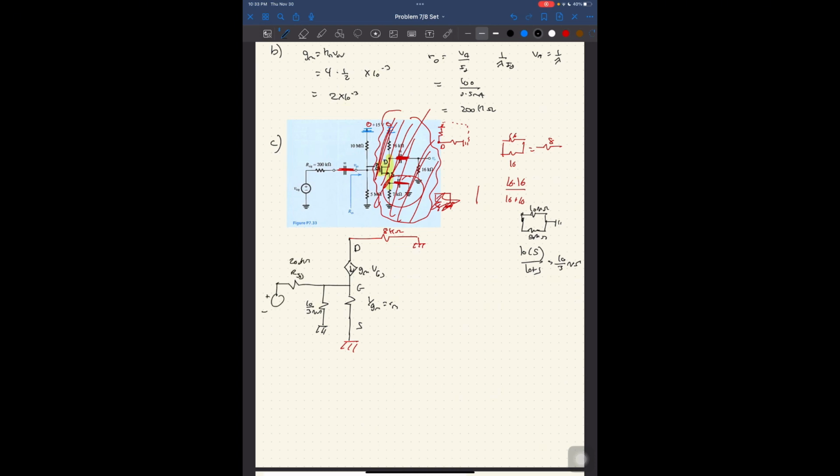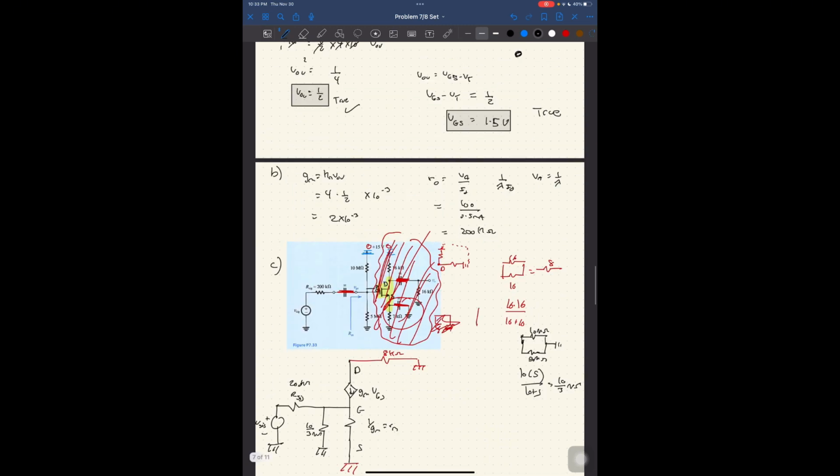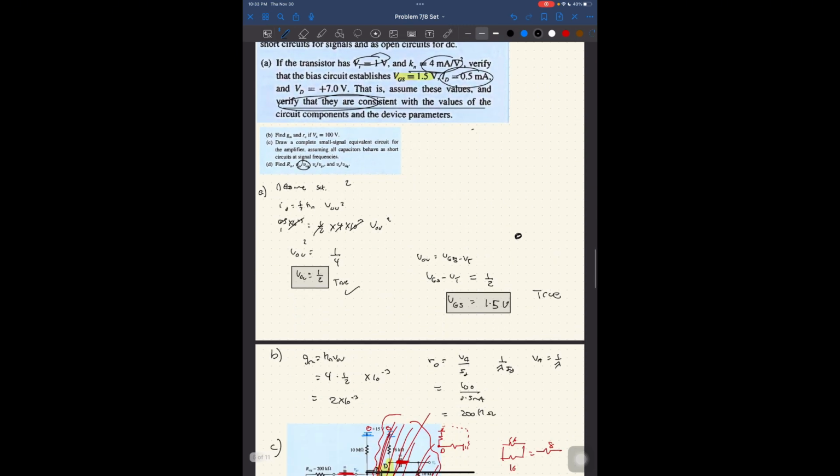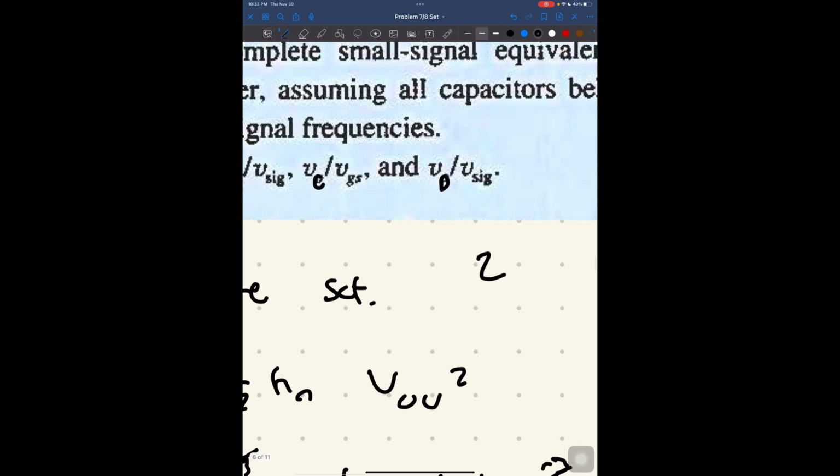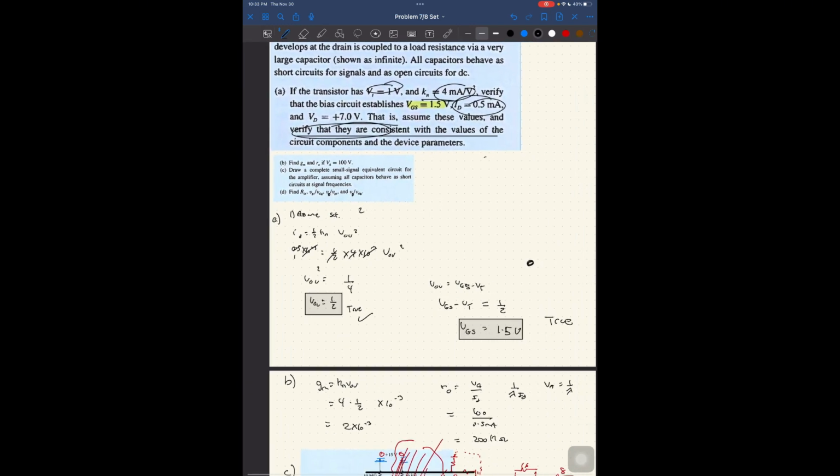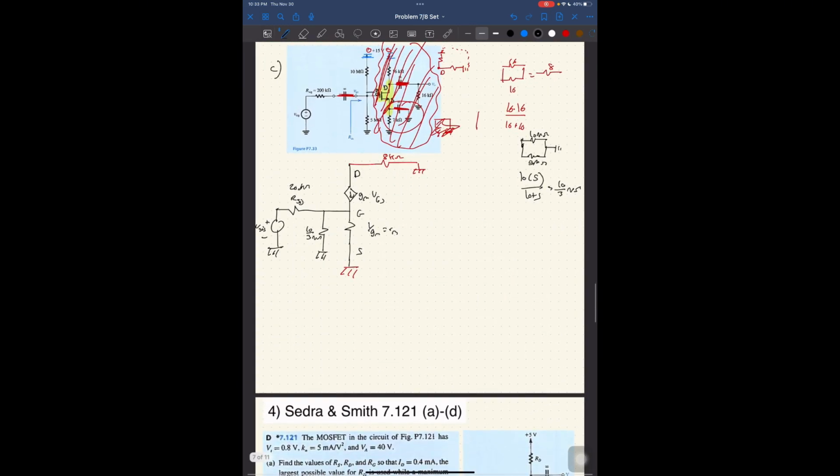which connects to V sig, which connects to ground. I'm done with part C, right? Now, let's continue to part D, which is find VGS over V sig, VD over V sig, and VO over V sig. Sorry, this is VD, and this is VO. Okay, let's start with VGS over V sig, because it seems to be the easiest.